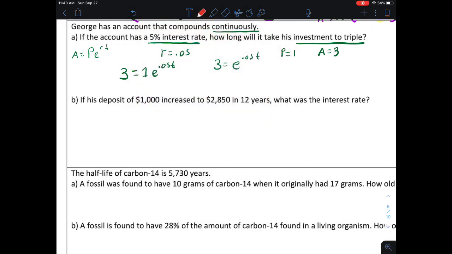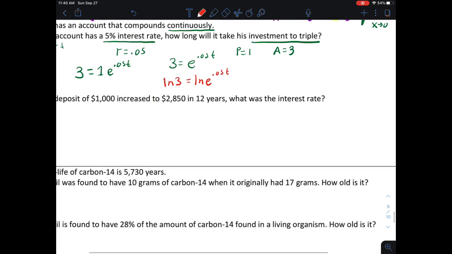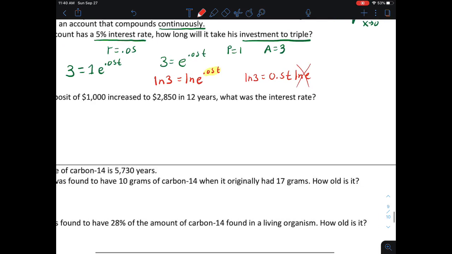To solve that, what I would do is take the natural log of both sides. So I have the ln of 3 is equal to the natural log of e to the 0.05 times t power. Well, properties of exponents say that you can take the exponent inside the log and write it out front. And so we do that, we'd have the ln of 3 is equal to 0.05t times the natural log of e. Well, the ln of e is just 1.